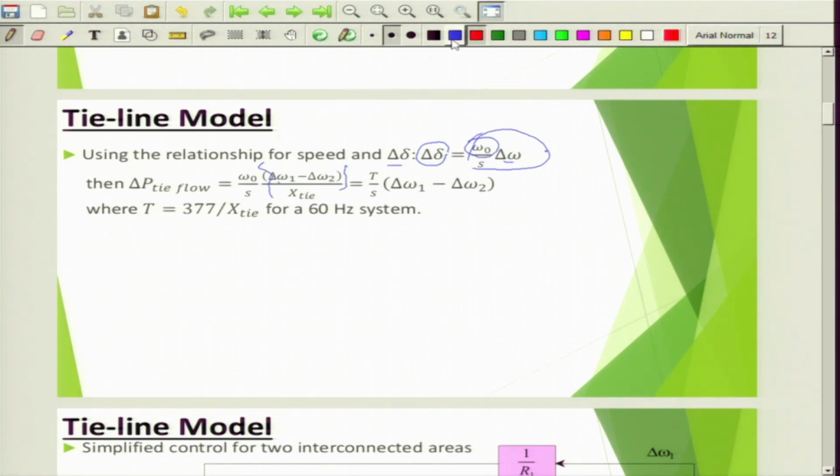Omega naught by XTI can be replaced by some constant T, because omega naught, which is 2 pi f, we know the value, is considered at 60 Hz, and you know the value of XTI. If you have that value you can directly put it, or T can be expressed as 377 by XTI if you do not know the value of XTI, where 377 is the value of 2 pi into 60, that is 2 pi f, basically omega naught.